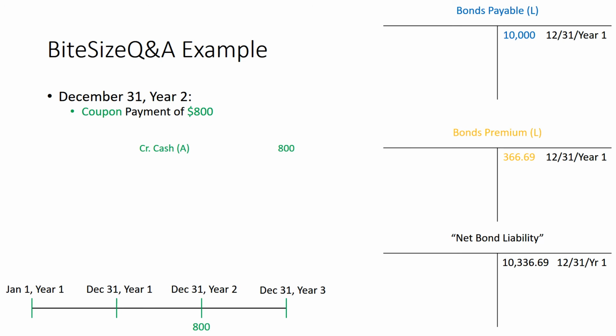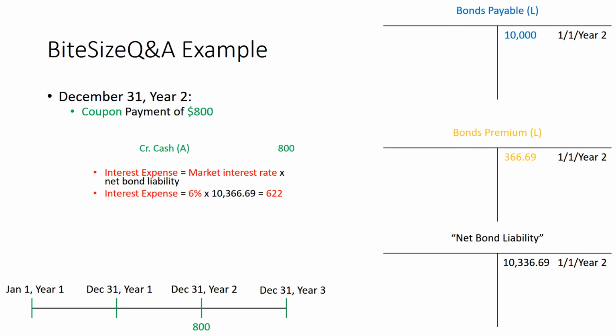We can update our journal entries by adding on the December 31st cash coupon payment. Next, let's think about what happens on December 31st, year 2. Well, we know that there's another cash coupon of $800, so we'll credit cash by $800. Once again, we have to figure out what the interest expense is. Remember, the ending balance becomes the beginning balance for the next year. So all of the December 31st, year 1 numbers become the January 1st, year 2 numbers.